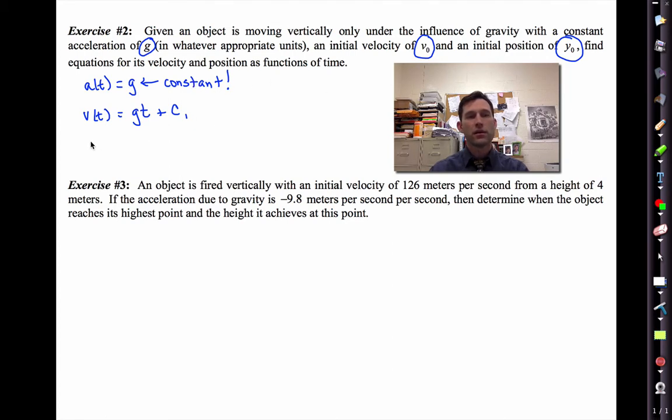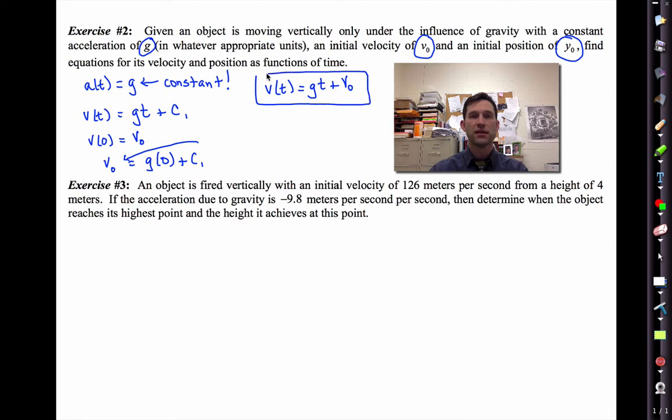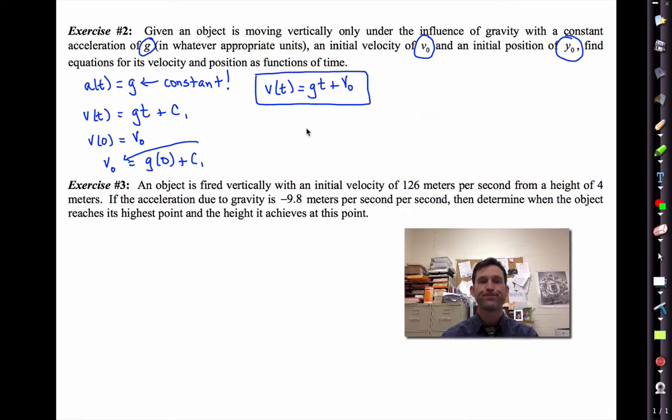Now, what's true is that v of 0 is v sub 0. And if we just work that out, what we'll find is that c1 is v sub 0. So we get this particular function for our velocity: v of t equals g times t plus v sub 0. Okay? Now let's figure out our position formula. Now we have to do the antiderivative of this beast.